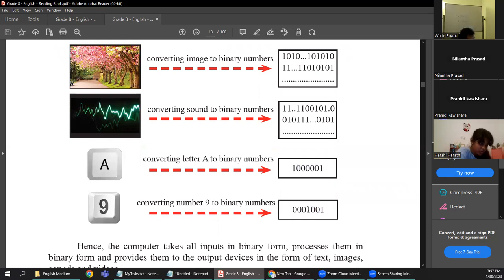You can see number 9, to represent number 9, only these 4 bits will be enough, right? So if you just convert number 9 into binary, you have to keep on dividing number 9. So you get 4, there's 1 remainder, 2, 0 remainders, again 2, 1 remainder, so 0 remainder. So the value is 0, sorry, 1, 0, 0, 1. That you can see there.